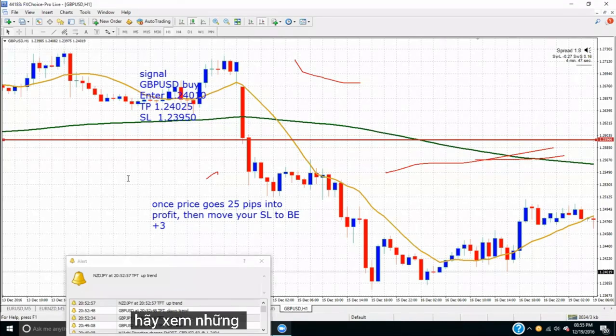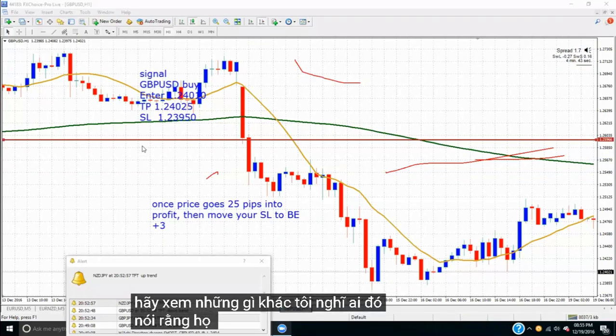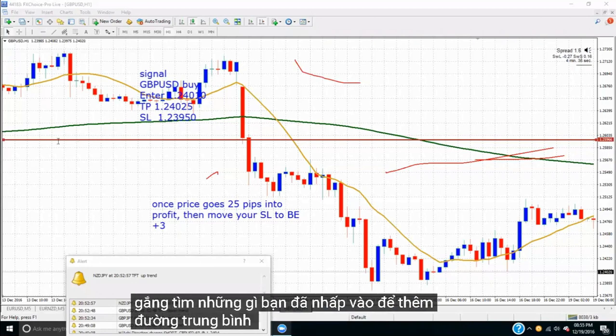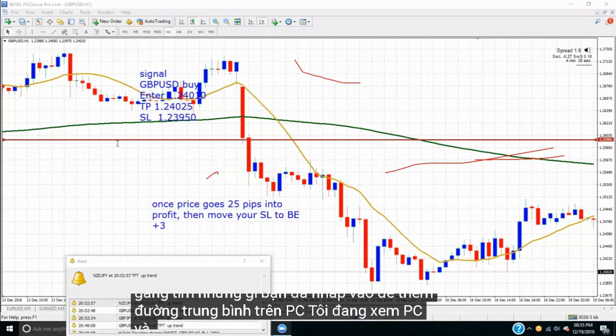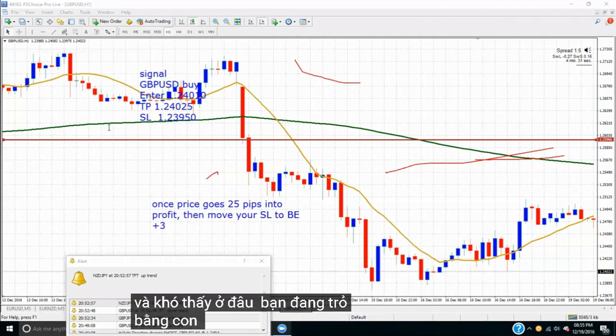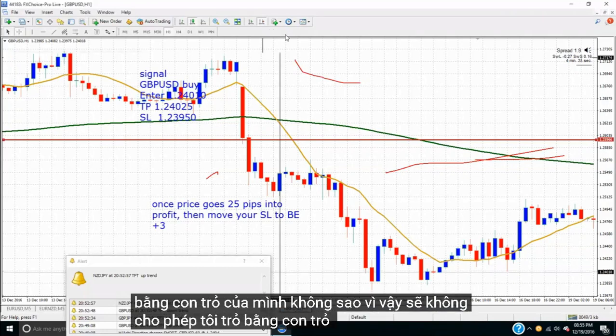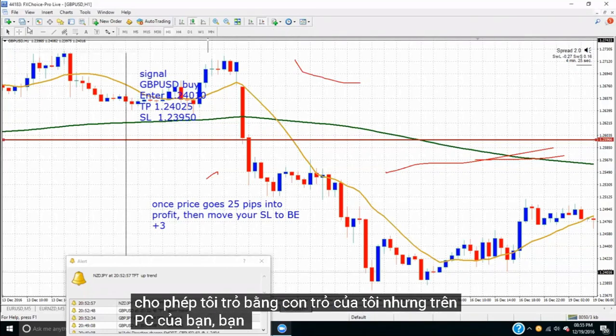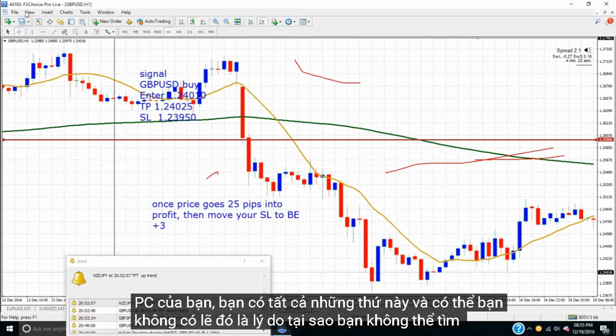Okay, let's see what else. I think someone said they didn't know. I'm still trying to find what you clicked on to add moving average on PC. I was looking at PC and hard to see where you're pointing with your cursor. Okay, so it's not going to let me point with my cursor, but on your PC you have all of these, and maybe you don't. Maybe that's why you can't find it.